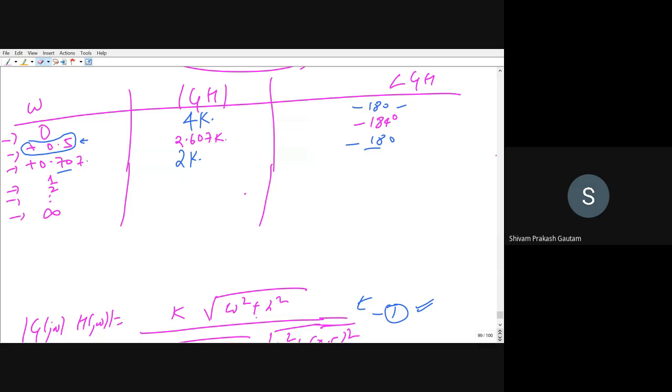Now you know that if you are starting from omega equal to 0, and I want to draw the rough plot, right now at omega equal to 0 your phase is on the minus 180 degree line. When you increase the value of omega, what is the phase you get? Minus 184. That means your plot will move in the upward direction, because only when it moves upward can your phase become minus 184. Is it clear?